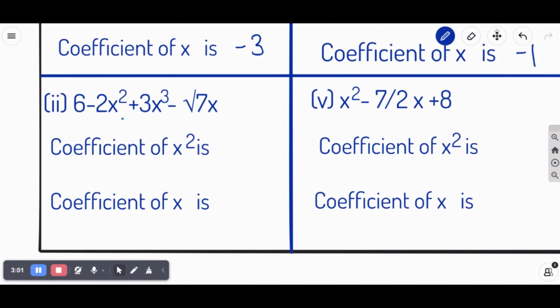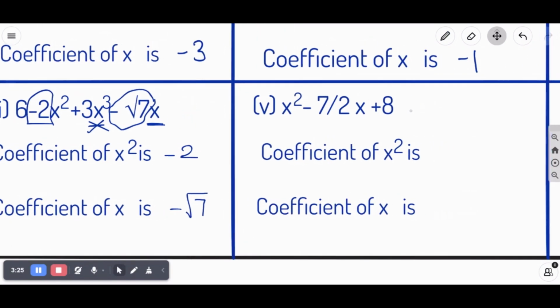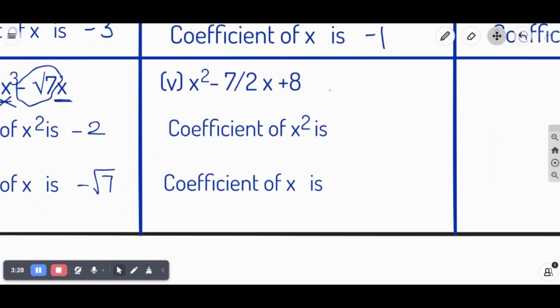In the second question, the coefficient of x square here is minus 2. Don't forget the symbols, just minus 2. For the coefficient of x, you have x here and x cube here. Don't write x cube, write the x. So x is multiplied by minus root 7, and this is the answer. Then in the last question, x square minus 7 by 2 of x plus 8, what is the coefficient of x square? We don't have anything, which means it is multiplied by 1. Now can you say the coefficient of x here? Yes, remember to write the minus. So it will be minus 7 by 2.